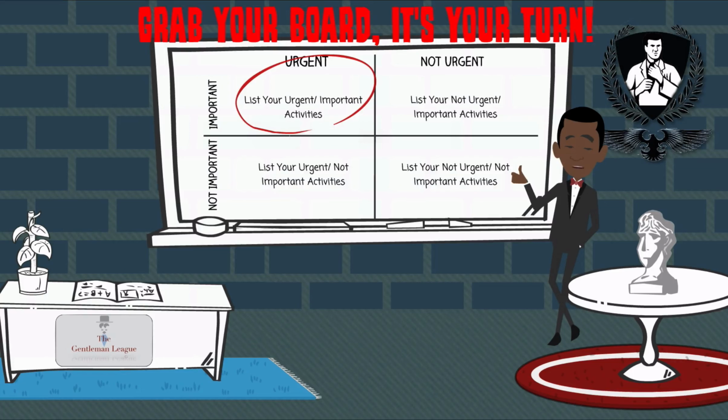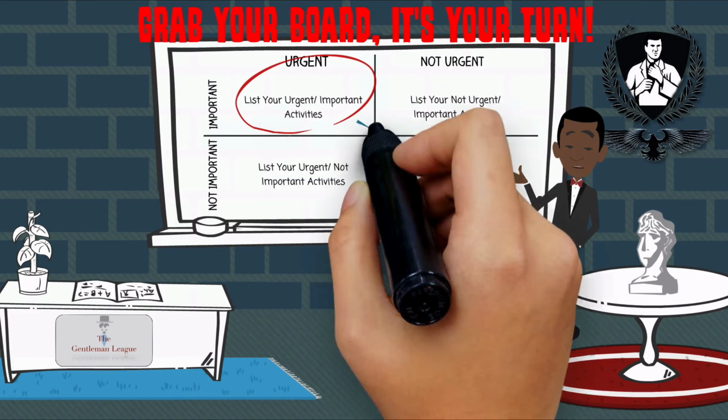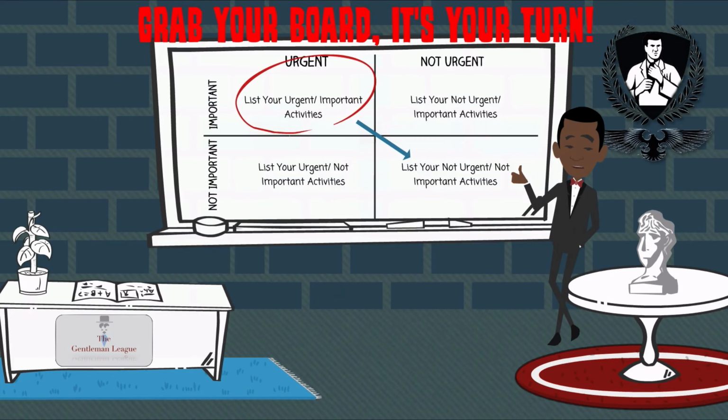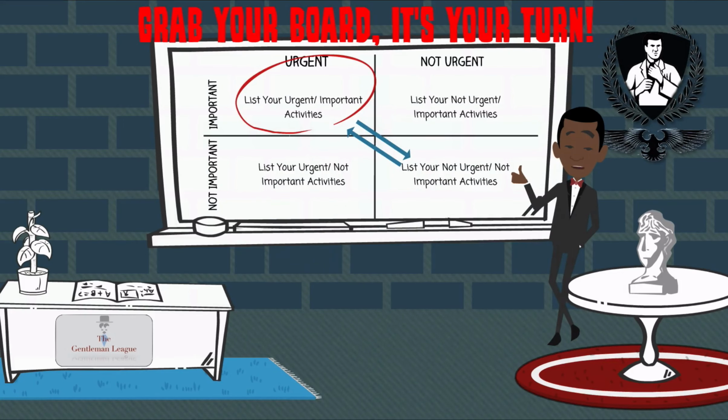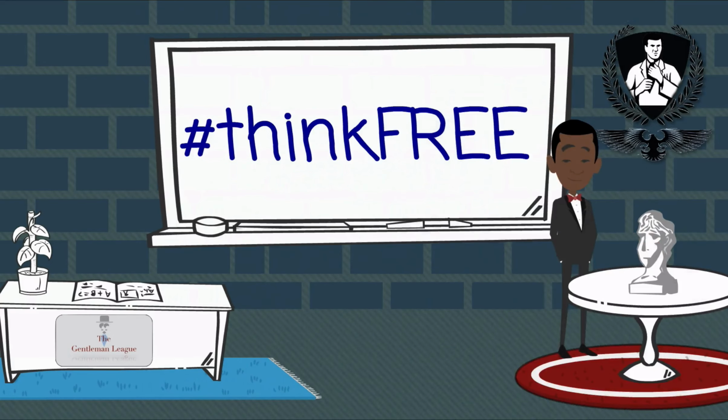Now, if you find yourself in quadrant 1 a lot, it could be because you spend a lot of time in quadrant 4, not handling important things until they become urgent. The truth is, most people go between idle time activities and stress. And this is why they never feel true freedom. Free your life. Free your time. Free your mind.